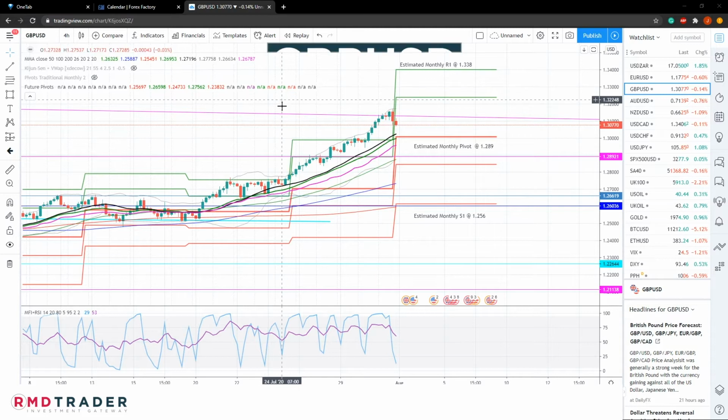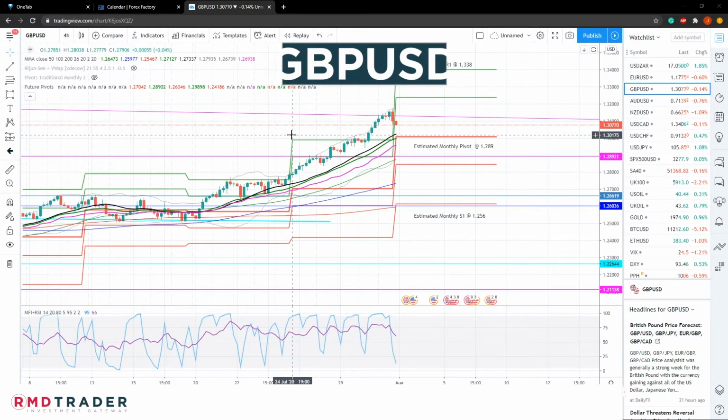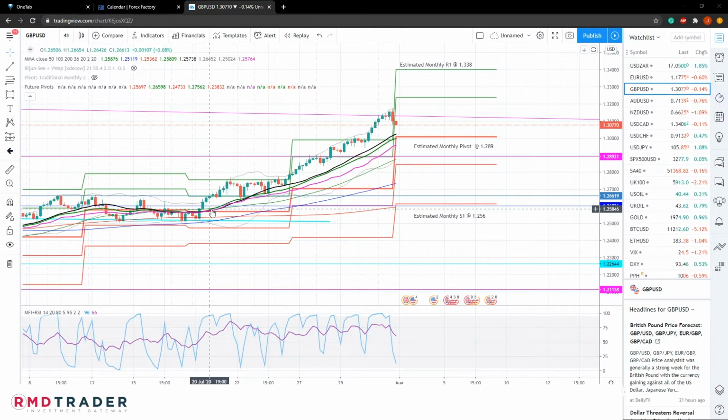And looking at the GBPUSD, a very similar picture to EURUSD. We can see that we've been in a very strong upwards trending market.